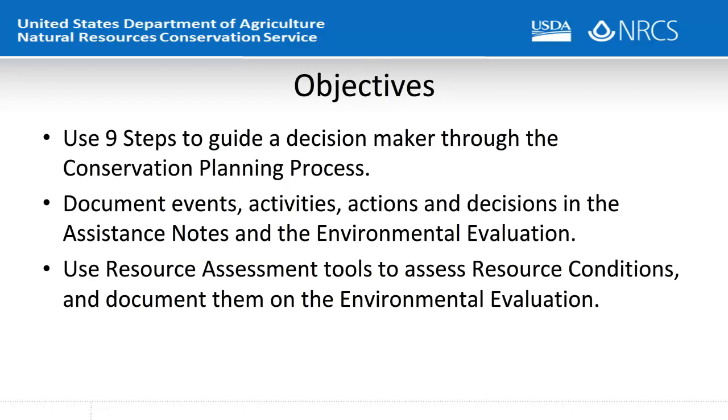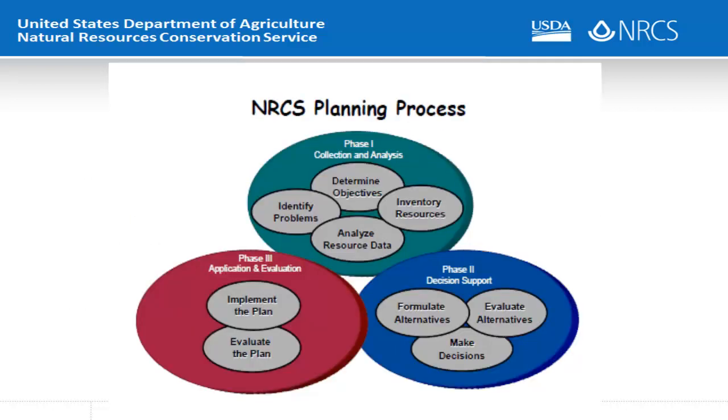At the end of this module, you will be able to use 9 steps to guide a decision maker through the conservation planning process. You will be able to document events, activities, actions, and decisions in the assistance notes and the environmental evaluation. You will be able to use resource assessment tools to assess resource conditions and document them on the environmental evaluation. Let's review the 9-step planning process.